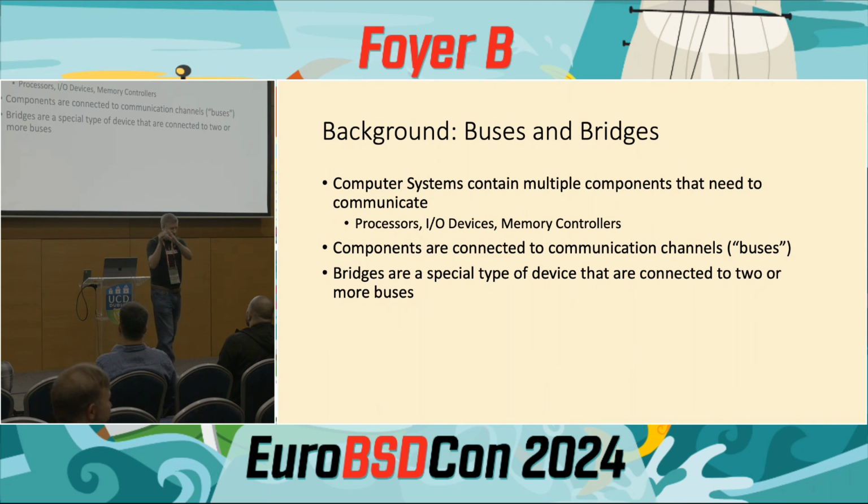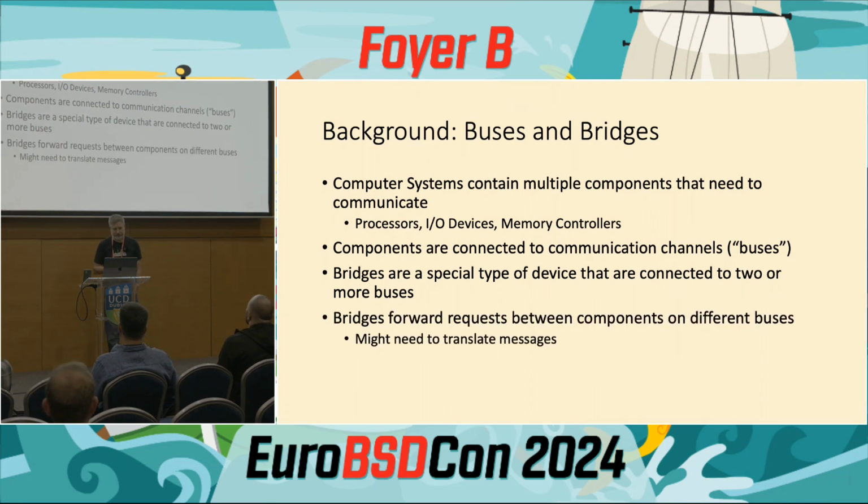So that covers what buses are. Buses are a channel to allow different components to talk to each other. Bridges, meanwhile, are a special kind of device that are connected to at least two buses, usually two different buses, and they allow messages to flow between different types of buses. So we can pass messages to components that aren't directly connected to each other, but across some kind of hierarchy or path. Bridges can forward requests, and in some cases they might need to translate or modify the request as it transits the bridge.